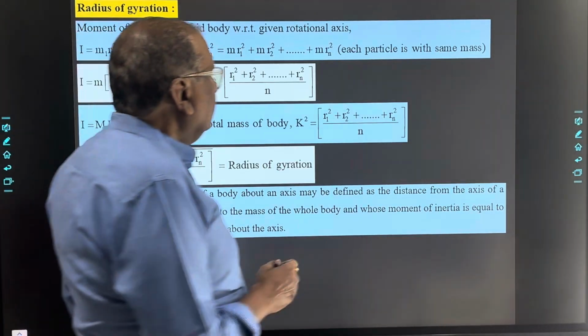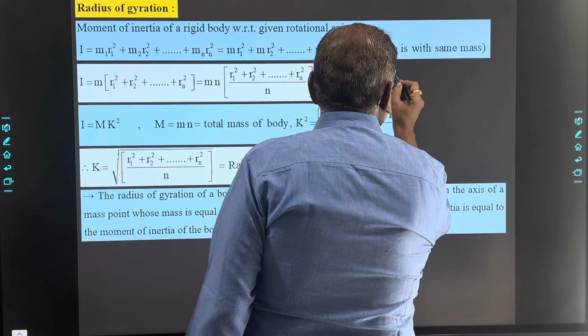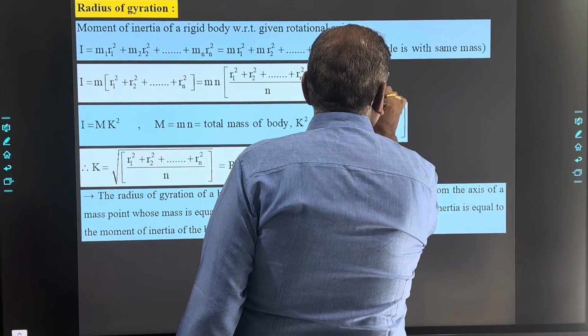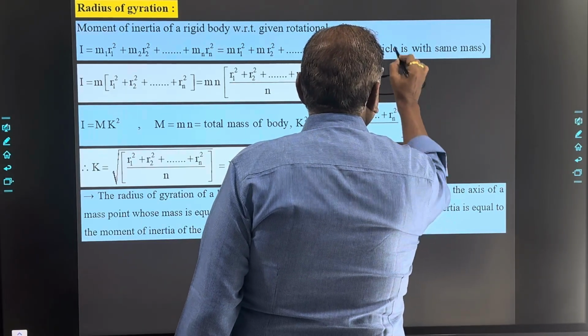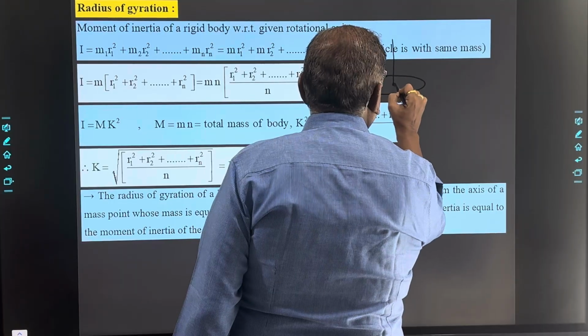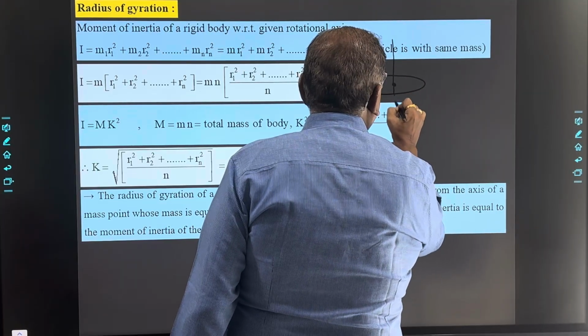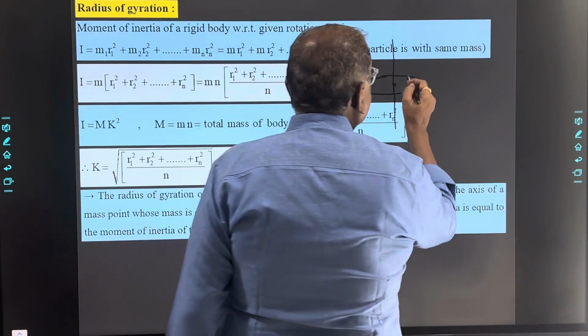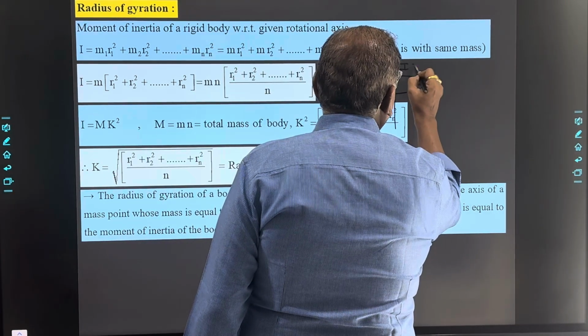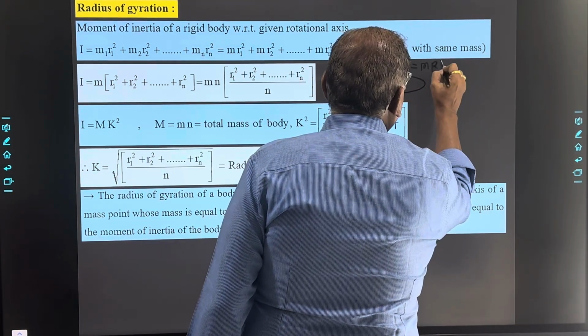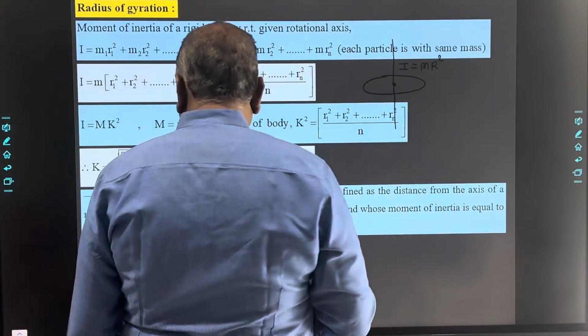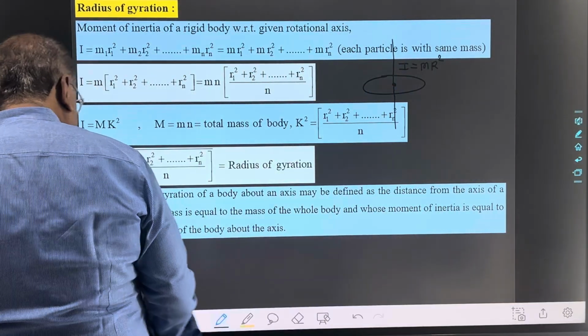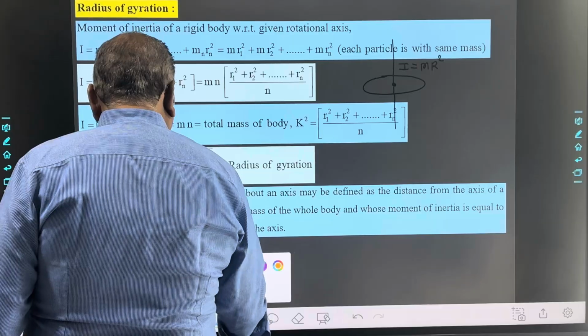Let's try to understand this with the help of a simple example. See here, suppose we consider the case of the ring which we discussed previously. This is the ring. Now with respect to this rotational axis, its moment of inertia I is equal to m r square.